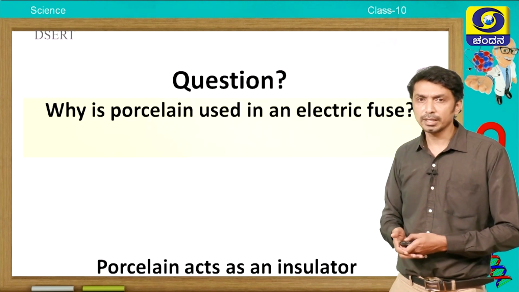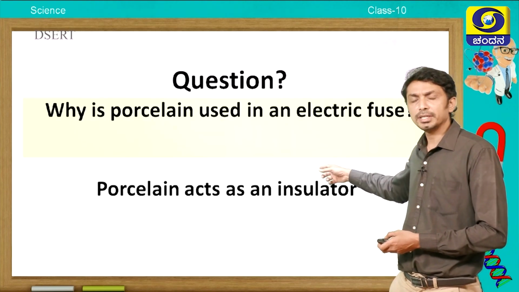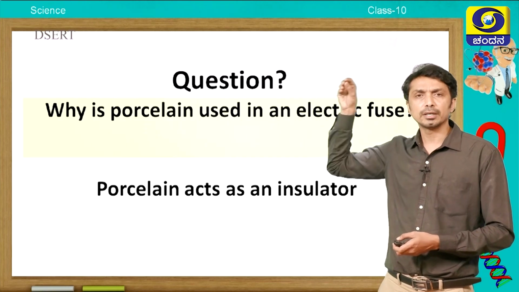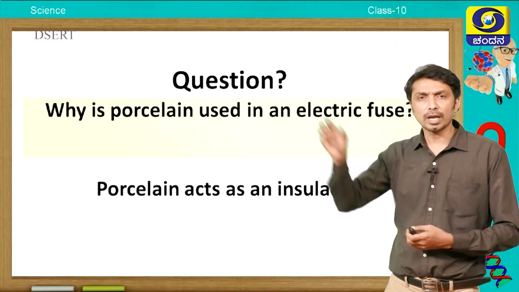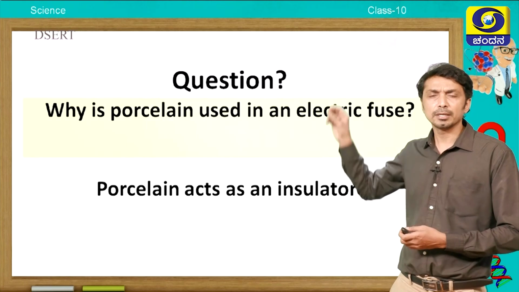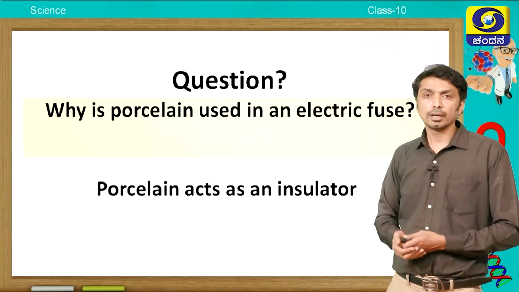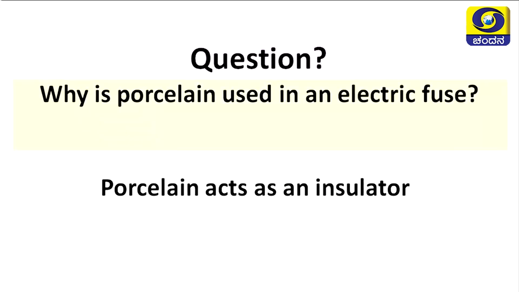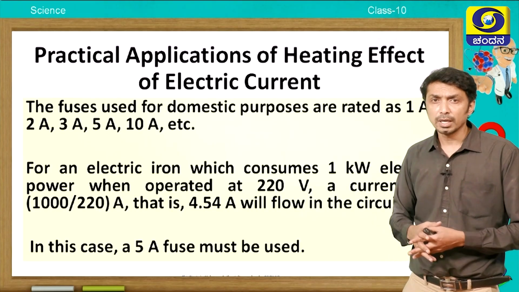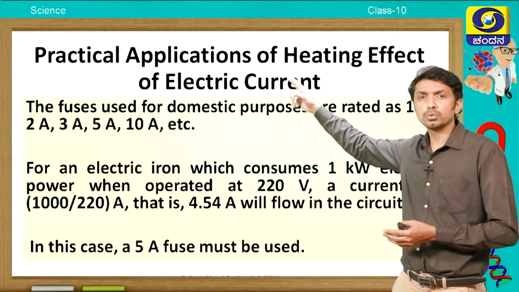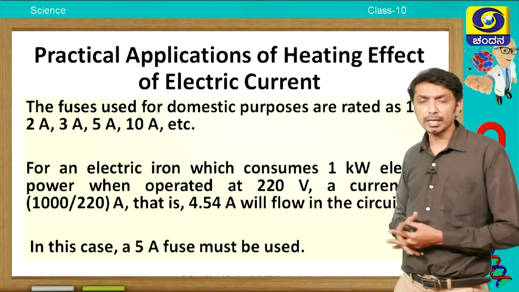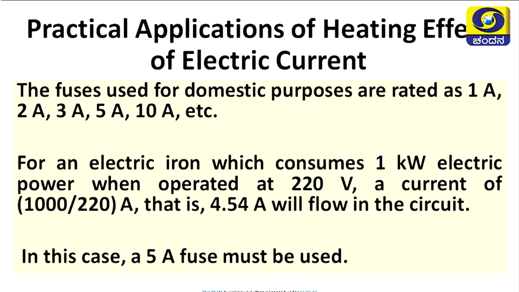Yes, children, you are right. It is acting as an insulator so that we can use that for having a grip of the fuse and making a proper connection. An insulator avoids the flow of electrical current and avoids the shock. The fuses that we use are 1 ampere, 2 ampere, 3 ampere, 5 ampere and 10 ampere, etc.